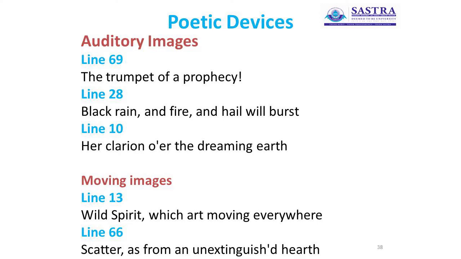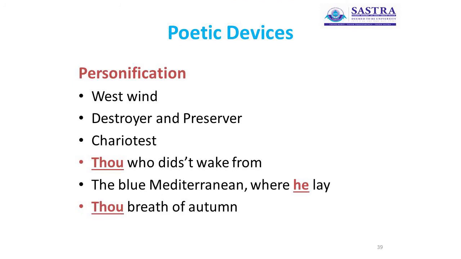Now, let me next deal with personification. In this poem you have various personifications. Of course, we can say that the west wind itself is a personification here. The west wind is an inanimate thing, only an element of nature, but here he is giving it life, personifying it as a person and talking to it throughout the poem.